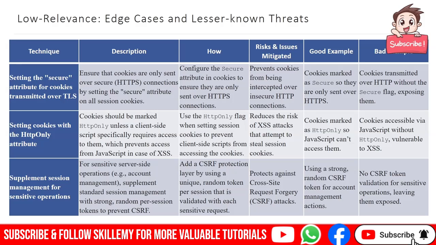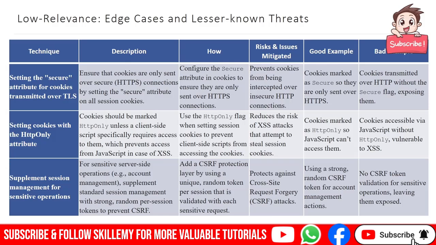For sensitive server-side operations, such as account management, supplementing session management with strong random per session tokens is crucial. This technique is particularly effective in preventing cross-site request forgery attacks. Cross-site request forgery attacks trick users into submitting unintended requests to a web application where they are authenticated. By generating a unique cross-site request forgery token tied to each session and requiring it for sensitive operations, the server can validate that requests are legitimate and initiated by the user.